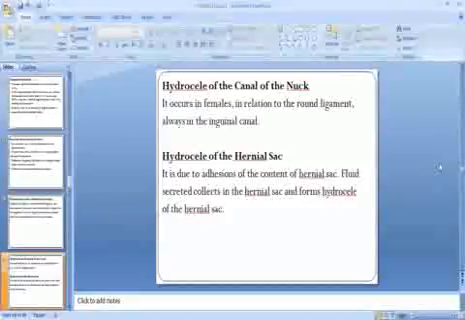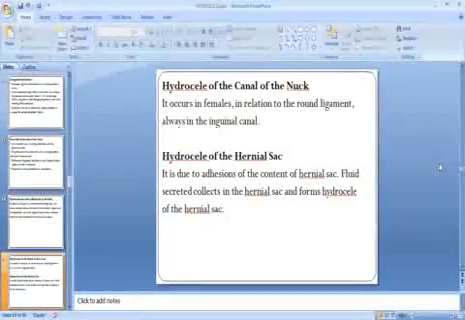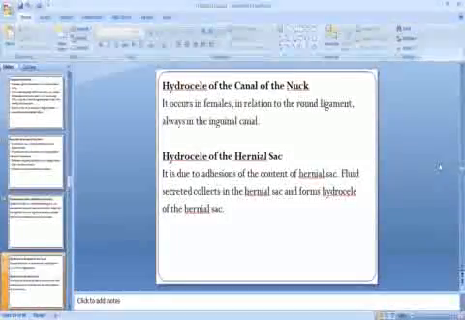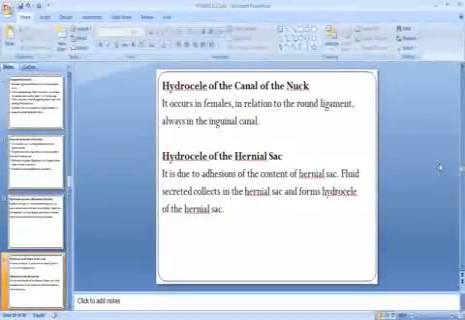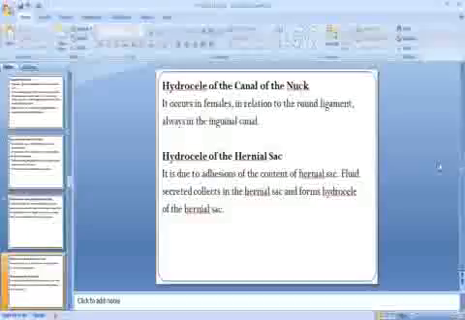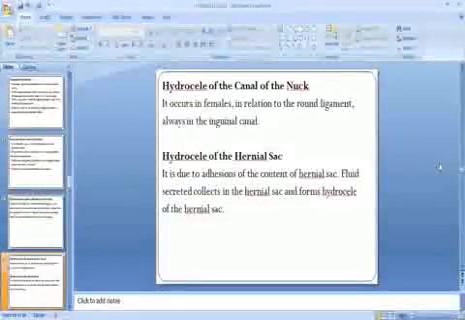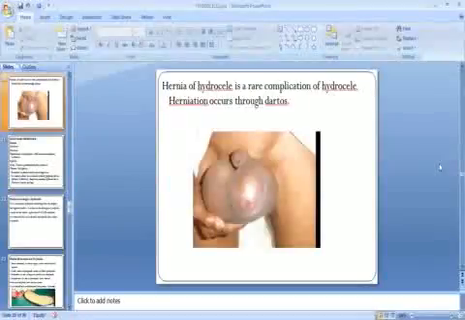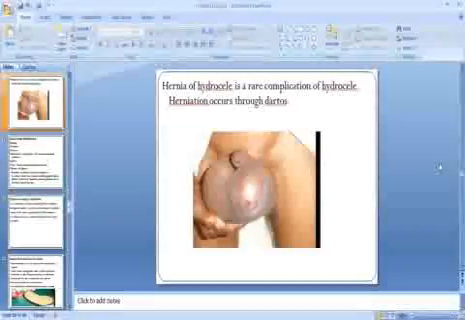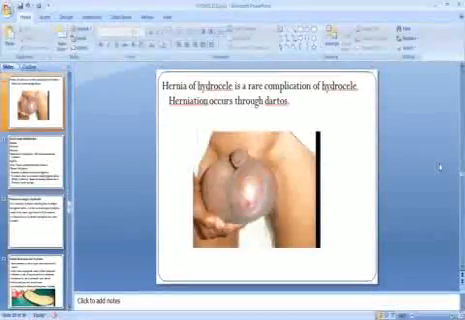Hydrocele of the hernial sac is due to adhesions of the content of the hernial sac, and fluid secreted collects in the hernial sac and forms a hydrocele of the hernial sac. The hernia of hydrocele is a rare complication of hydrocele. As you can see in this diagram, herniation occurs through the dartos muscle.